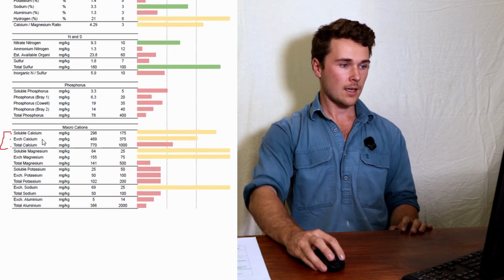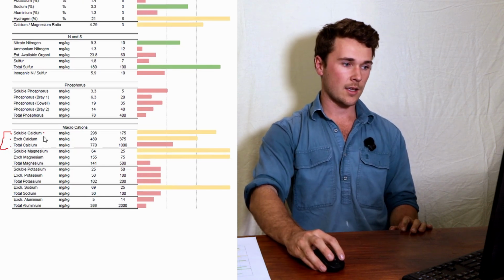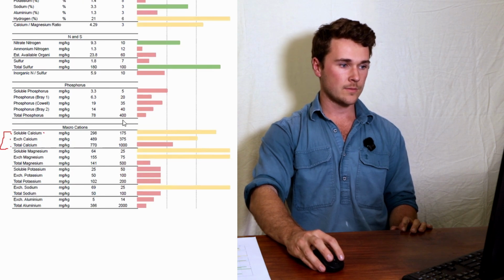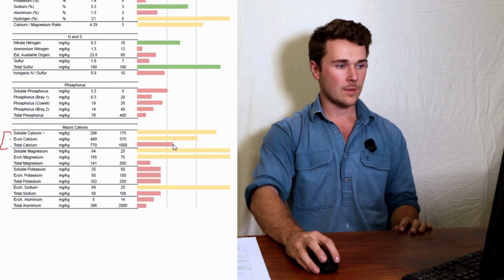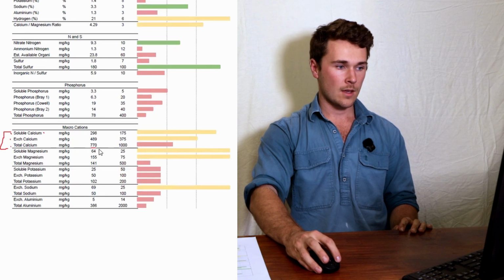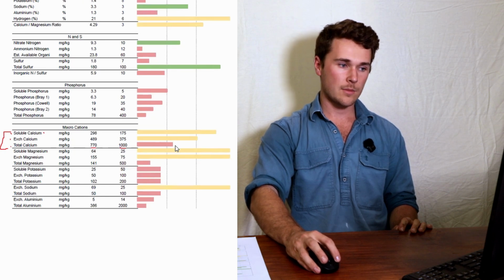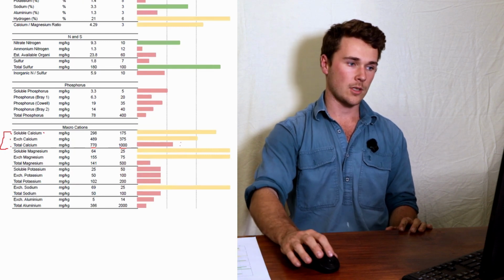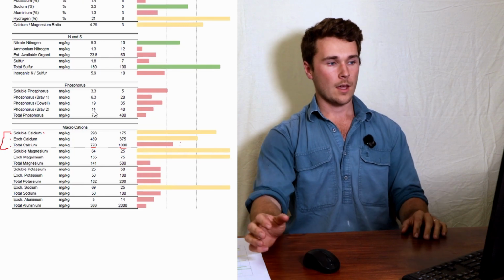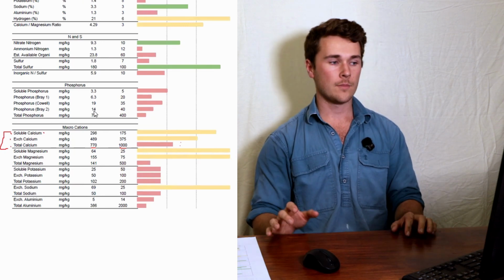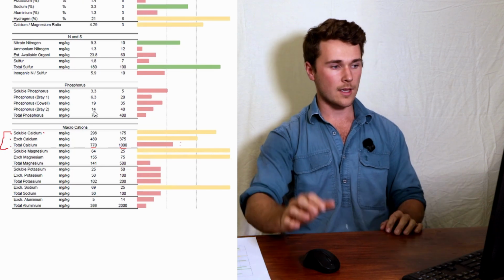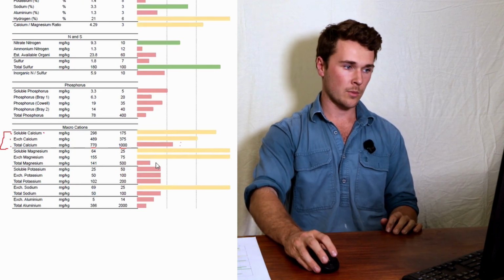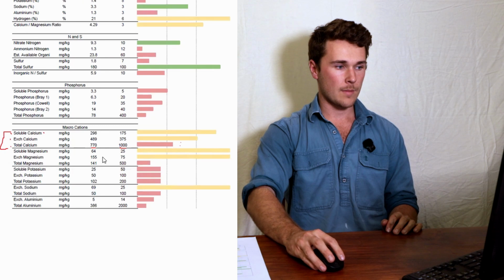So you can see here, the calcium is fine in terms of exchangeable and soluble. What might be a problem here is the total calcium, which is looking to be a little bit low. I wouldn't worry too much about it unless these soluble and exchangeable levels drop in the future. So this is where looking at your soil tests over time and comparing what direction are these things going in, which is super important.